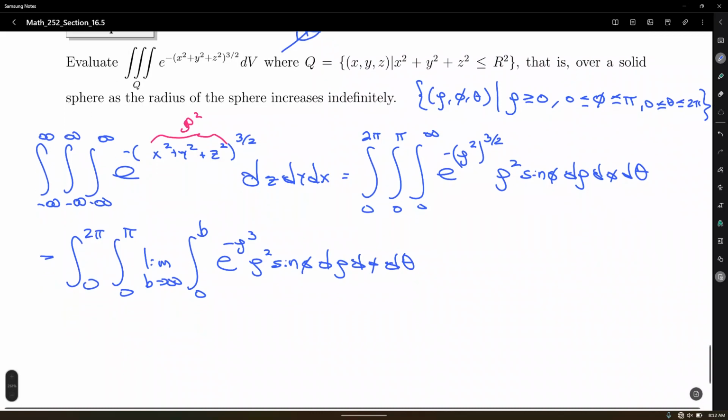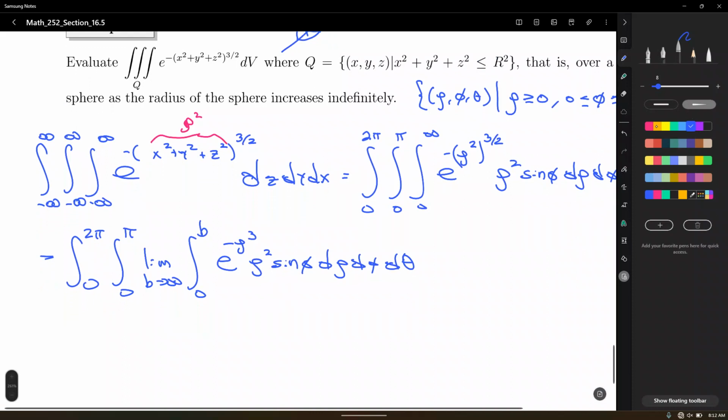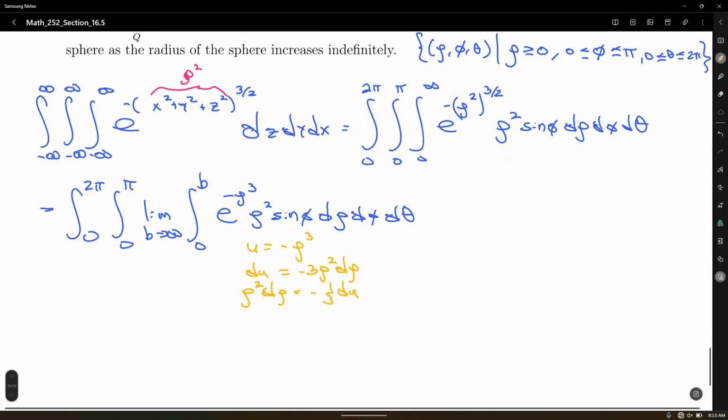And we can easily do a u substitution for this exponential function, because what do we have? Rho cubed, and we have its derivative, which is 1 degree less. So let's set it up. Let u equal negative rho cubed, du equals negative 3 rho squared d rho. That is, rho squared d rho equals negative 1/3 du. Okay? So, let's change the limits also. u of 0 is negative 0 cubed, which is still 0, and u of b is negative b cubed.